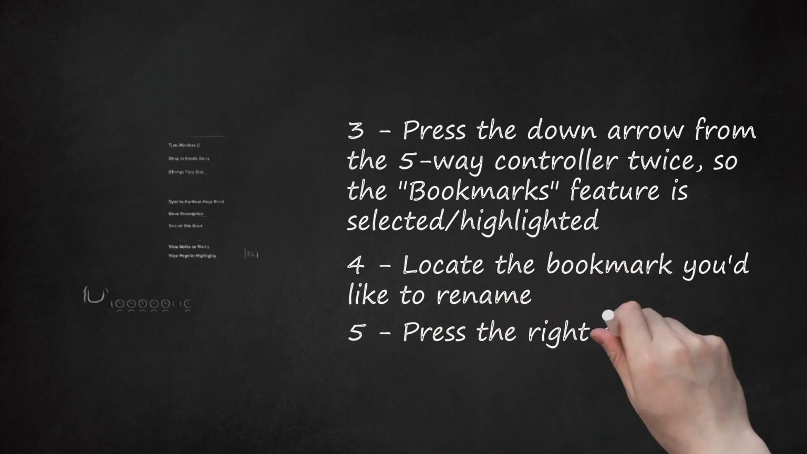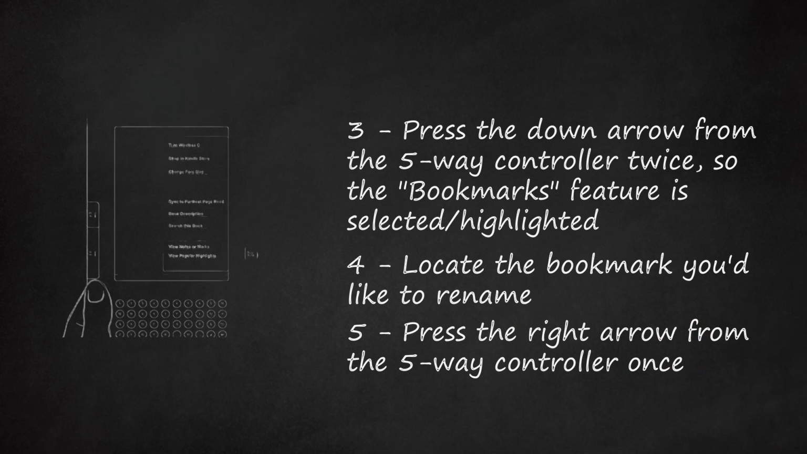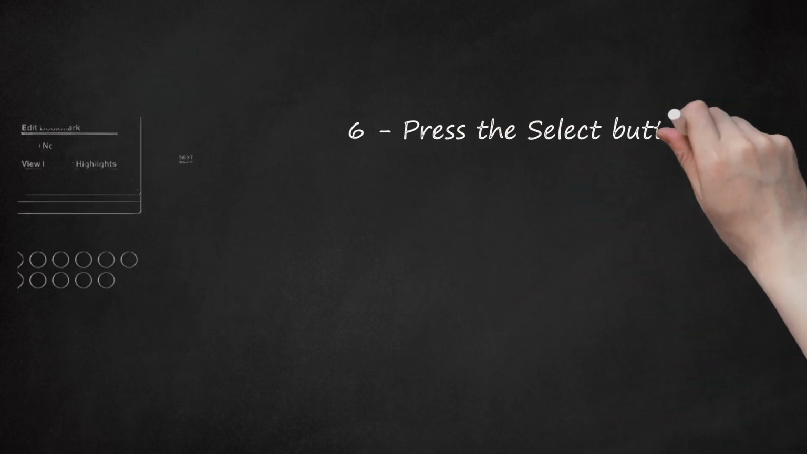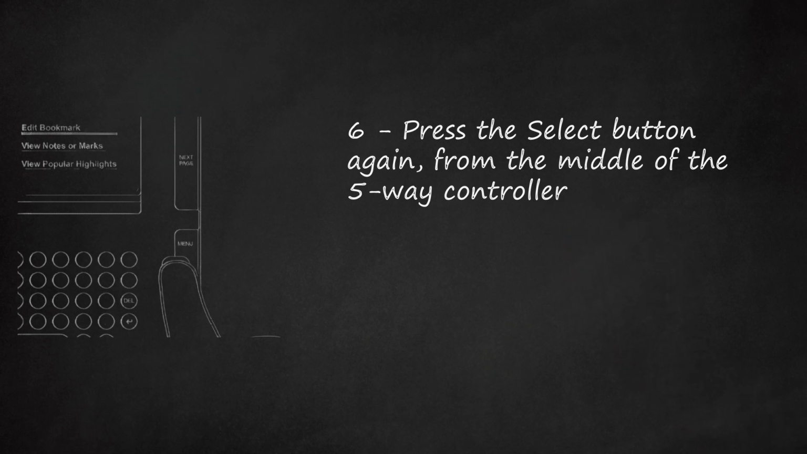5. Press the right arrow from the 5-way controller once. This should bring up the Edit Bookmark option selection button. 6. Press the Select button again, from the middle of the 5-way controller.